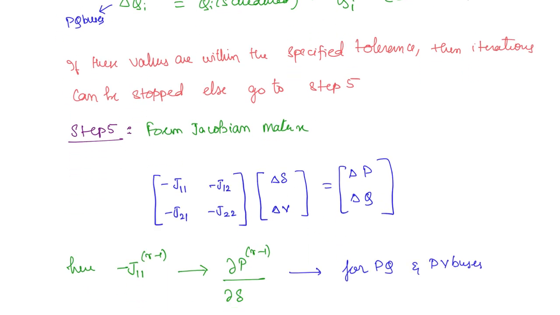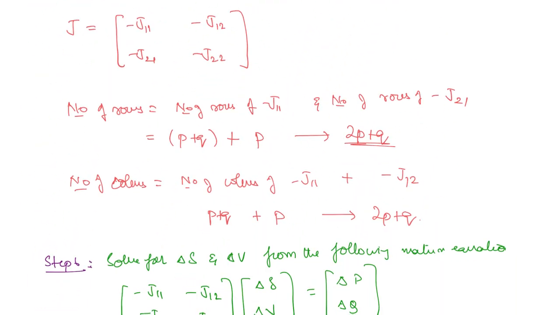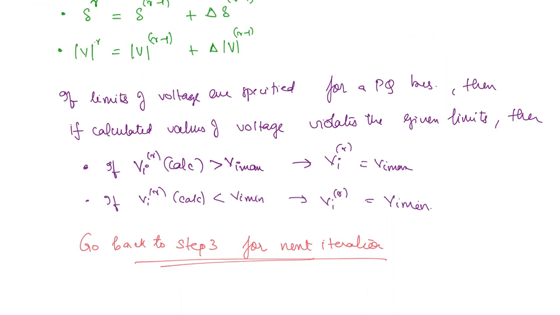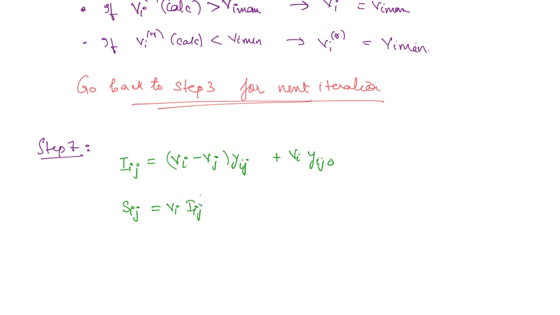Now once you have completed all of the iterations, what will be the final step? You have to calculate the injected load flow into each transmission line. So this here I_ij, just like in Gauss Seidel, is going to be (Vi minus Vj) into Yij plus Vi into Yij naught. And what will be the complex power Sij? This is going to be Vi into Iij conjugate.